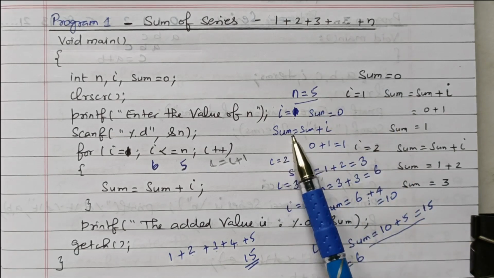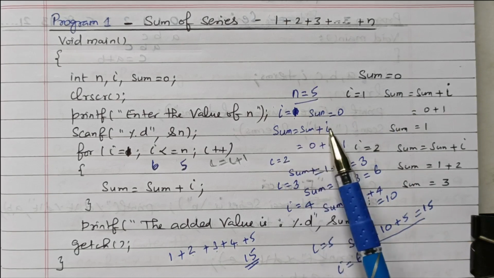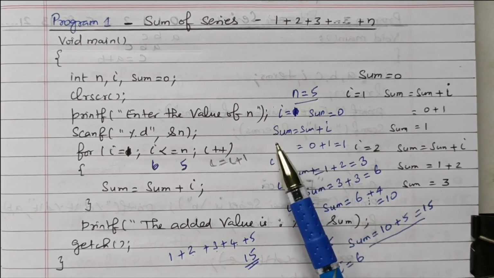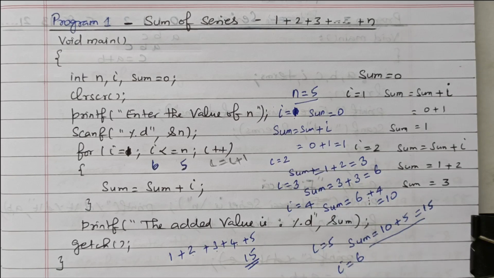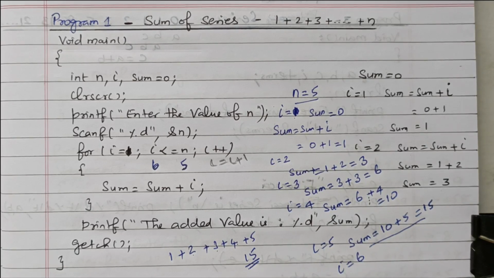And the expression is sum equal to sum plus I. That is, sum and I are added and stored in the sum itself. So we discussed the sum of series program using the C language. Similarly, we can perform so many other series also using the for loop.